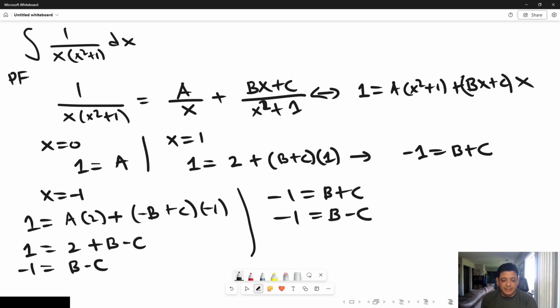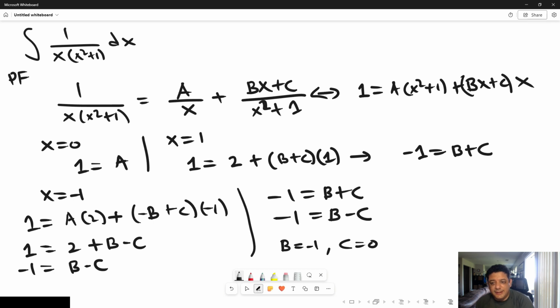So likely this means that c is going to be 0. This is the only way that this is happening. b plus c is -1, b minus c is -1. So this implies that b is -1 and that c is equal to 0. Of course, you can solve this system of equations and find that out. If you add these two equations, you're going to have that 2b equals -2, and so that means that b equals -1. And so doing that, you're going to find out that c equals 0.